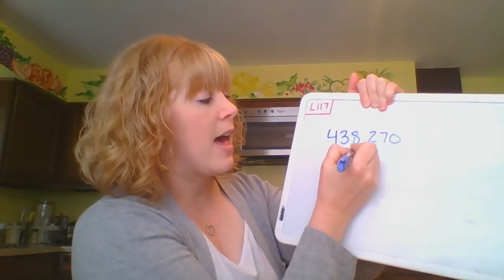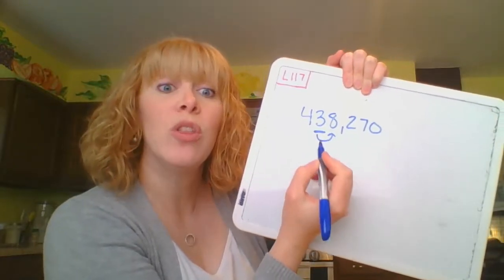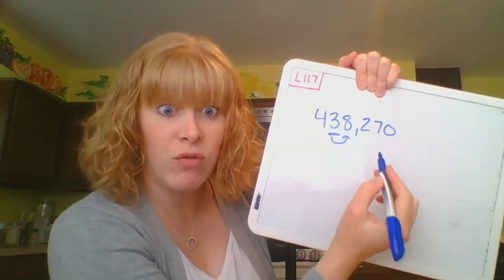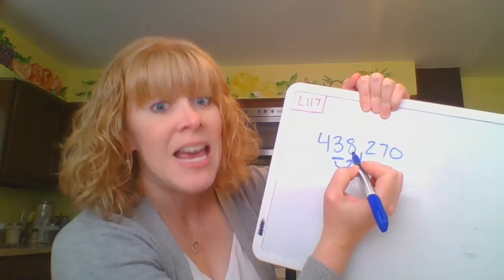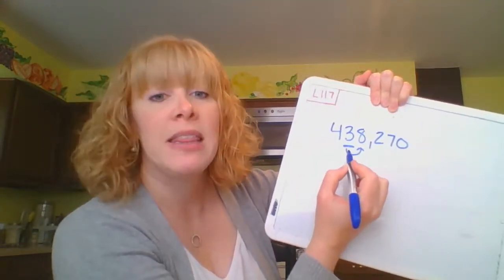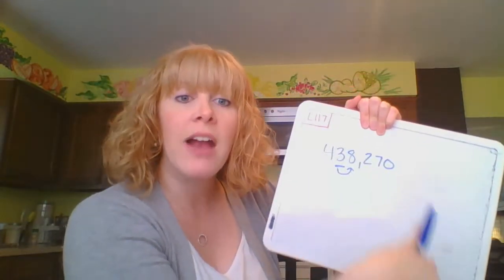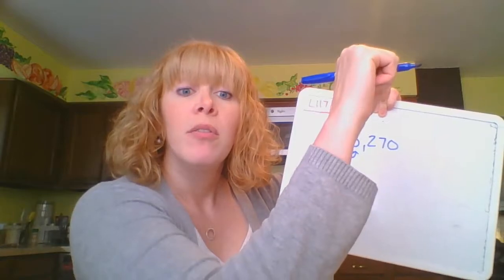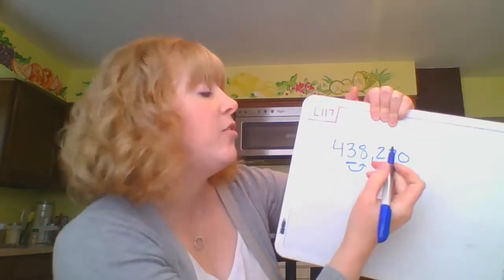I'm going to look at the number immediately to the right of the 3. So I'm looking at the thousands place to see if I'm going to round my 10,000s place up or down. And remember, that rule is 5 or higher, you go up. Lower than 5, you're going to stay the same, and everything else comes after as a 0.